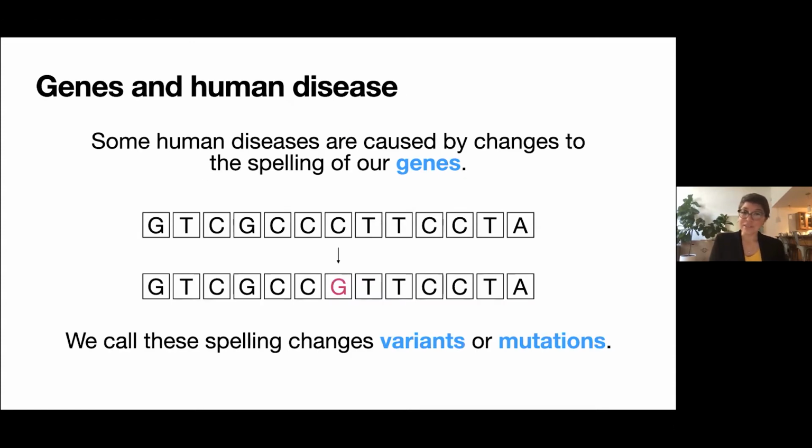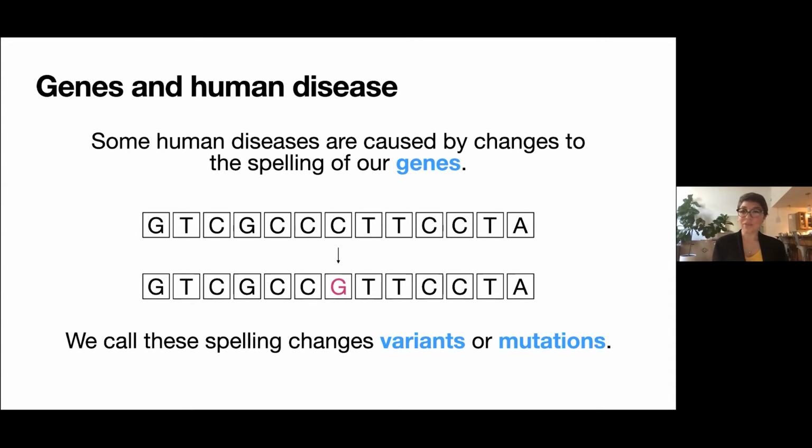Some human conditions are caused by changes to the spelling of our genes. So this example here is a fake sequence of letters, but we can imagine that it's a gene. And again, you're really only seeing the letters A, T, G, and C, and they're in a specific order. And what I'm highlighting here is that you can see a letter C has been changed into a letter G. It's a very, very small change, one that we would call a variant or a mutation.